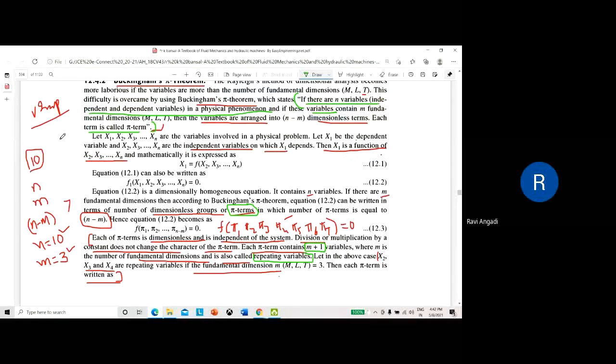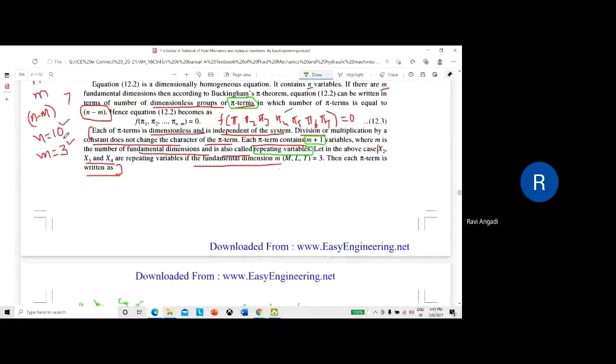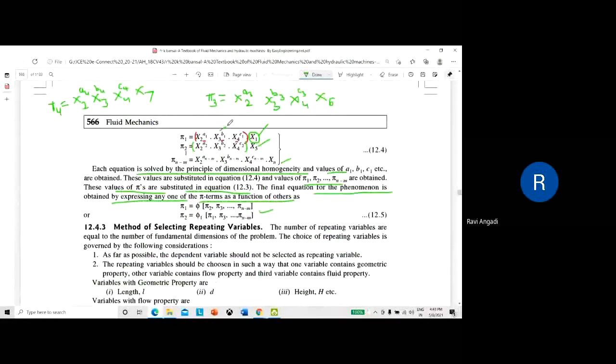There are 3 repeating variables generally, and how to choose those repeating variables we'll see in the next section. And those repeating variables will be repeating in each pi term, pi 1, pi 2, pi 3, every pi term, hence they are called repeating variables. And each pi term will have m plus 1 variables. M means the fundamental dimensions. Every time those will be appearing in each group. Then you have to go on taking those variables, and then you have to write the exponents. Then you have to solve the exponents, and finally you get pi 1, pi 2, pi 3. They are called dimensionless groups or pi terms.